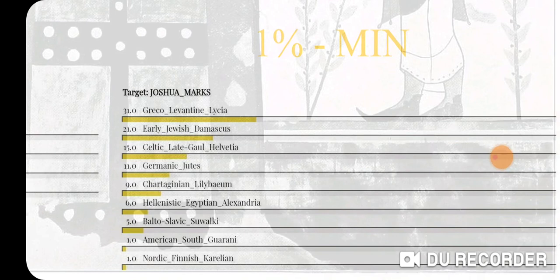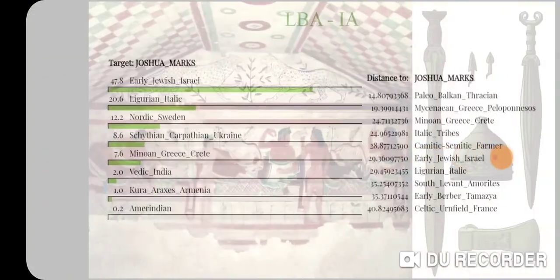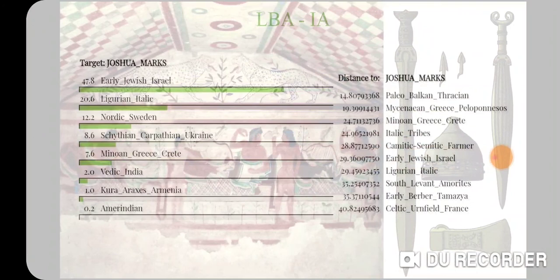And then we get 1% minimum, 31 Greco-Levantine Lycia, 21 early Jewish Damascus, 15 Celtic late Gaul Helvetia, 11 Germanic Jutes, 9 Carthaginian Lilybaeum, 6 Hellenistic Egyptian Alexandria, 5 Baltoslavic Slovakia, 1 American South Guarani, Nordic, and 1 Nordic Finnish Karelian. So let's go to Late Bronze Age and Iron Age.